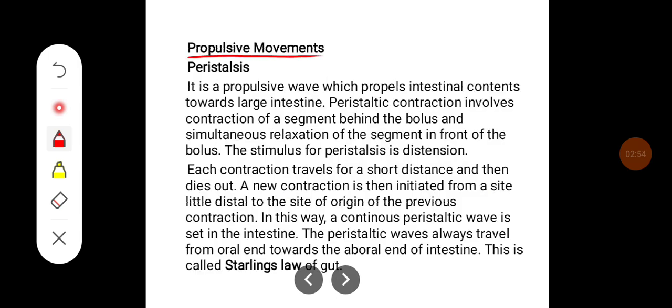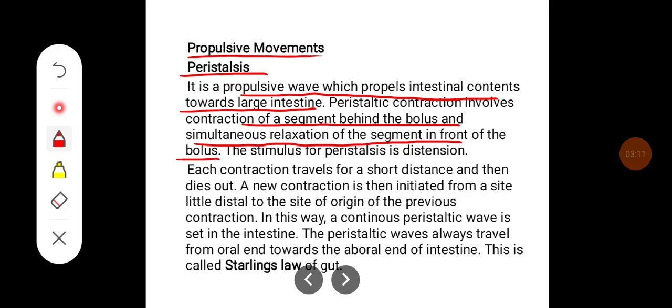Then propulsive movements like peristalsis. Peristalsis is a propulsive wave which propels intestinal contents towards large intestine. Peristaltic contraction involves contraction of the segment behind the bolus and simultaneous relaxation of the segment in front of the bolus. The stimulus for peristalsis is distension.